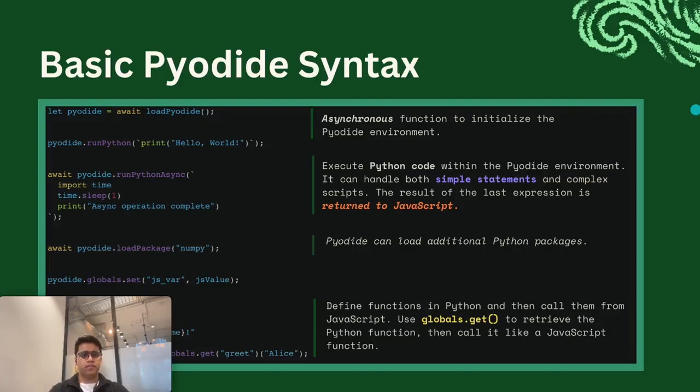The third one is package loading. What we are trying to do here is load the package NumPy into the runtime, and this again expands Pyodide's capabilities, allowing the use of popular libraries in the browser itself. Then you have the JavaScript interaction, where you see pyodide.globals.set(jsVar, jsValue), and this demonstrates how to pass JavaScript values to the Python environment. This enables a seamless data exchange between JavaScript and Python.